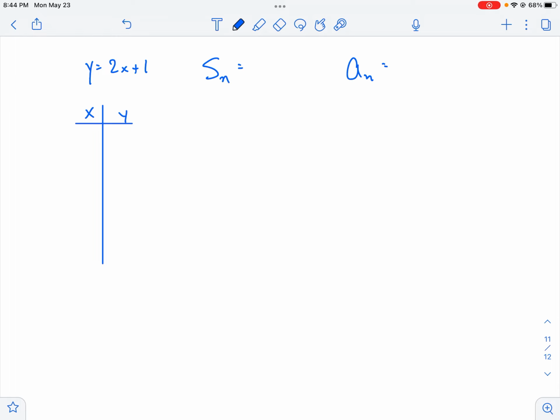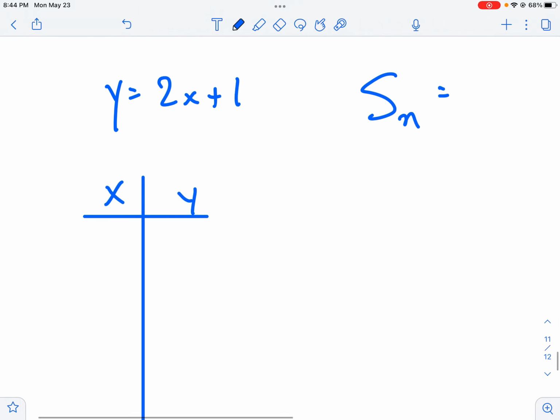So let's check out something pretty straightforward, right? Let's talk about a linear pattern like this one, y equals 2x plus 1, or we could rewrite it as a function. We could write it as f of n equals 2n plus 1, and that wouldn't really change it, right? We're still just doubling the input value and adding 1, and that would give us the output value.